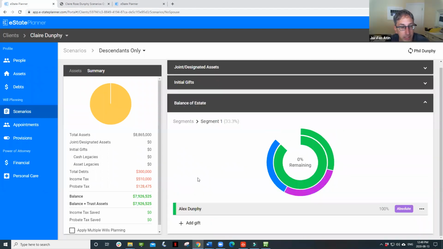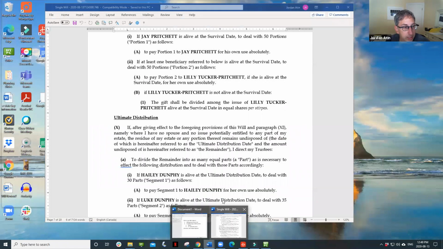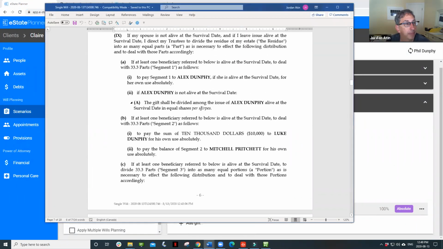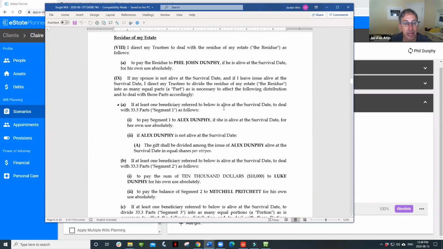Yeah, so let me show you based on the drafting. So yes, you're quite correct. That's what happens because we're using floating shares. So it says, if at least one beneficiary referred to below, because we had a gift over to his issue, right? So we said if at least one beneficiary referred to below is alive, then deal with 33.3 parts. If nobody was alive, these 33.3 parts would never get created, right? Because it just says divide into as many parts as is necessary. Well, those wouldn't be necessary.